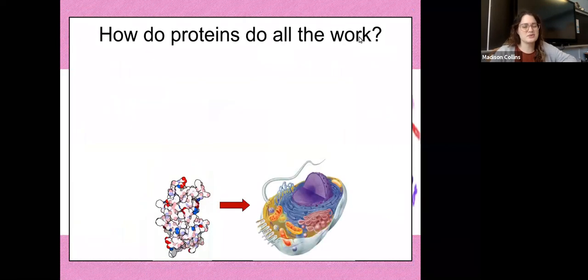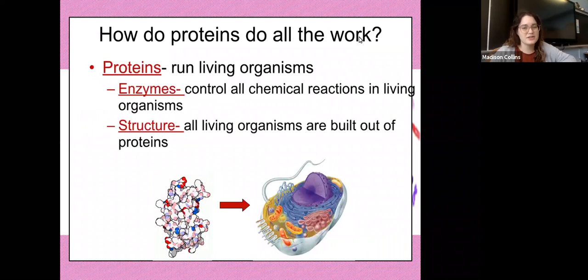But how do proteins do all the work? Well, there are 2 separate things we need to talk about. Proteins are in charge of running living organisms, specifically through, 1, enzymes, right? Enzymes are proteins, and these enzymes control all of the chemical reactions inside your living body right now. Things like digestion are controlled by enzymes. They help you function. We also need to give proteins credit for structure. Your body is made up of several layers of very complicated proteins. All living organisms are built out of proteins. So proteins are involved with both controlling chemical reactions as well as literally building up your body and providing you structure.